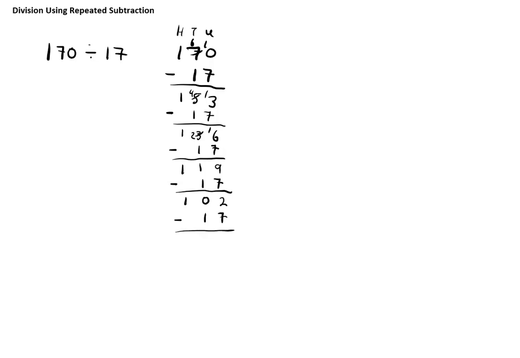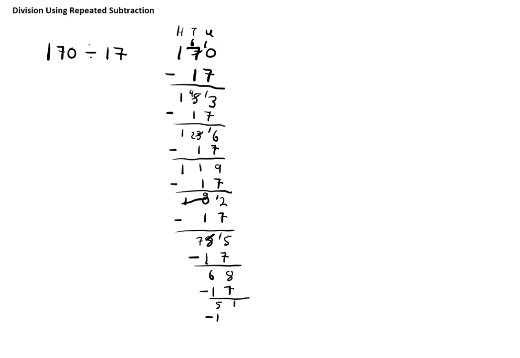2 take away 7 we cannot do, so we need to borrow. So we're going to cross out, make that a 9 and carry over our 1. 12 take away 7 is 5, 9 take away 1 is 8. So let's take away 17 again. 5 take away 7 we cannot do, borrow and carry over, that's an 8 and that's a 6. Take away 17 again. 8 take away 7 is 1, 6 take away 1 is 5.